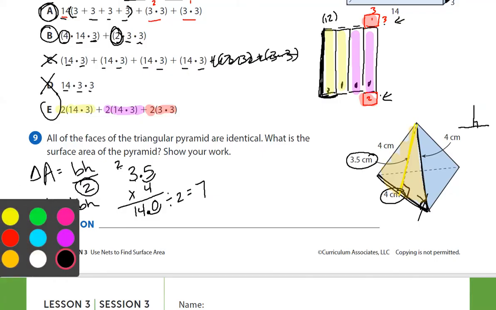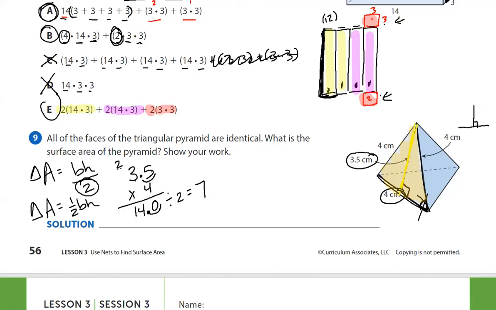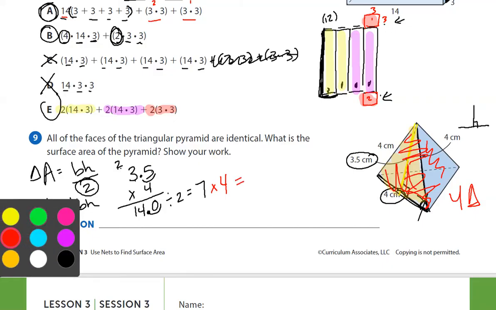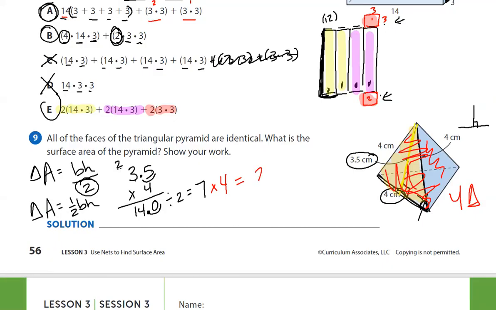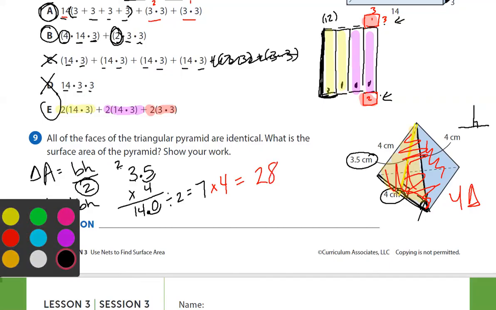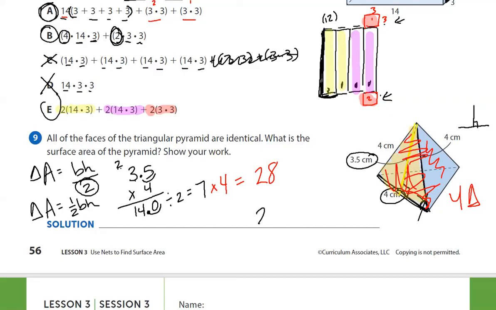But how many triangles did we say there were? There are 1, 2, 3, 4. There are 4 triangles. So we need to multiply this times 4 to get the area of all 4 triangles put together. So 7 times 4 is 28. So the solution is 28 centimeters squared.